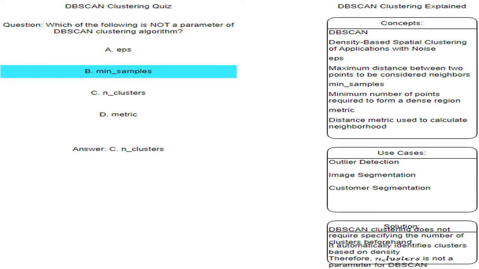Min samples. Min samples defines the minimum number of data points required to form a dense region. A high min samples value implies a denser region is needed to be considered a cluster. This parameter helps to avoid the identification of small, isolated clusters.